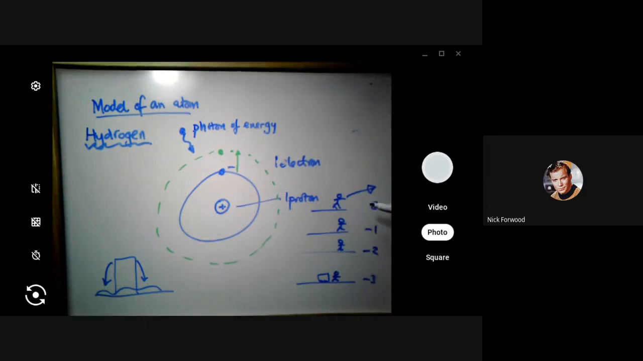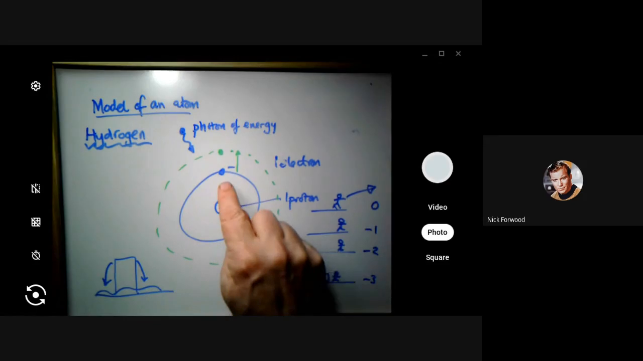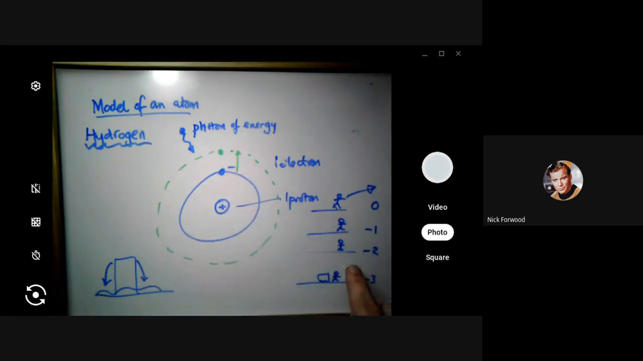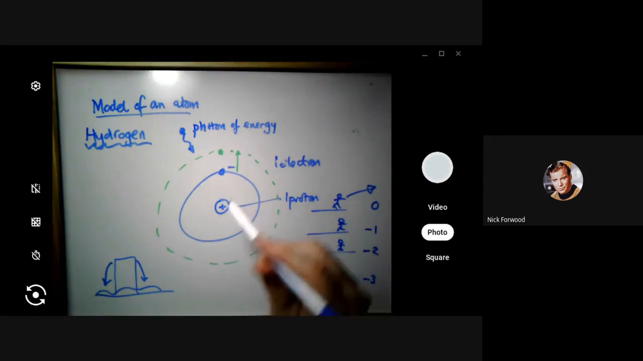The natural place that you want to be in an atom, and the electron in an atom wants to be, is back down here, because eventually it will just fall back down. So I want you to think about this idea that to get an electron to go up a level, you're going to have to put energy in. And if you go back down, you'll get some energy out.